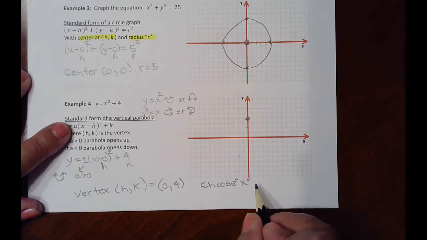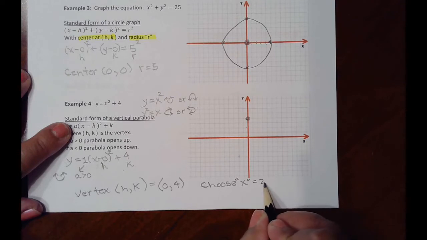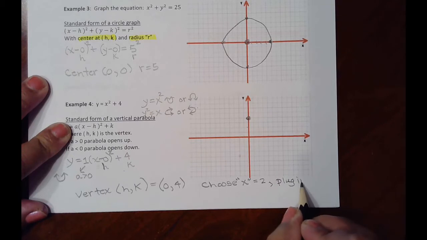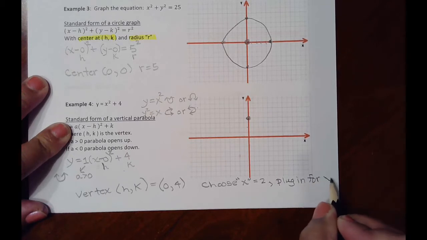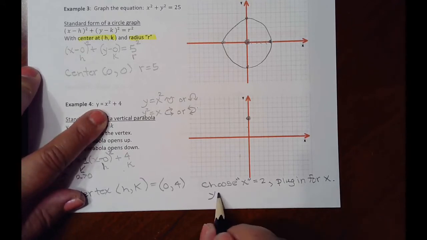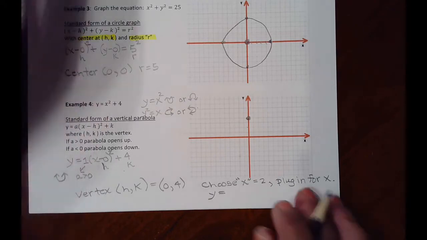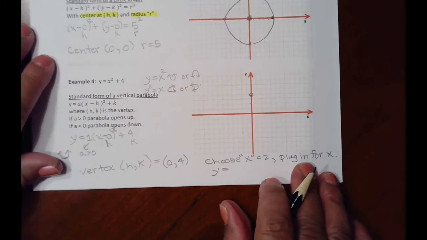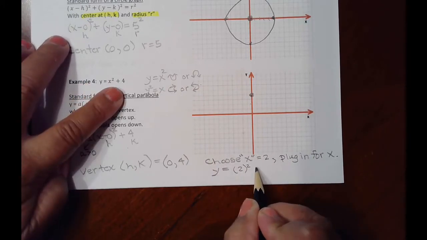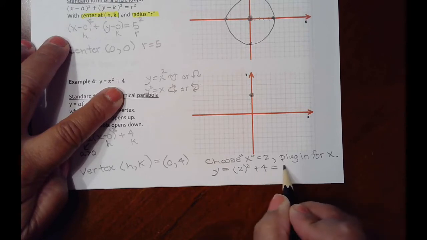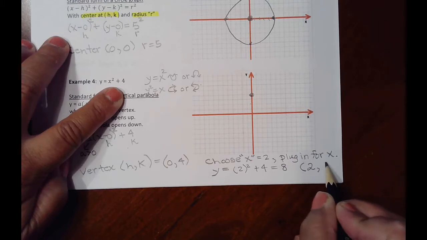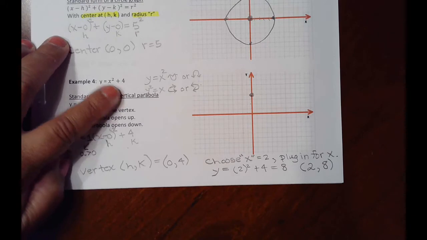Okay, so if I choose x equal to 2, that means I'm going to plug that value in for x. So just plug that right in for x. This is my equation that I'm plugging it into. So y is equal to x squared plus 4. That would be 4 plus 4 or 8. As a point, it would be the number I chose to plug in for x, and the answer that I ended up getting is y.